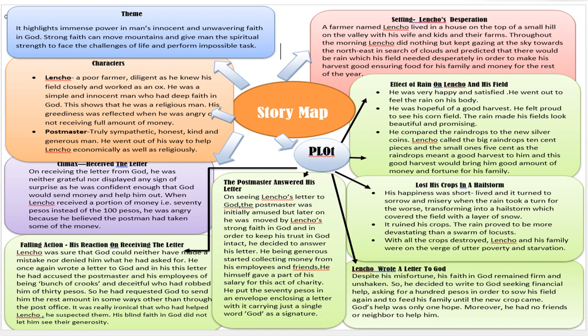Lencho. Throughout the morning, Lencho did nothing but keep gazing at the sky towards the northeast in search of clouds, and almost at the time of dinner, he predicted that there would be rain, which his field needed desperately in order to make his harvest good, ensuring food for his family and money for the rest of the year.